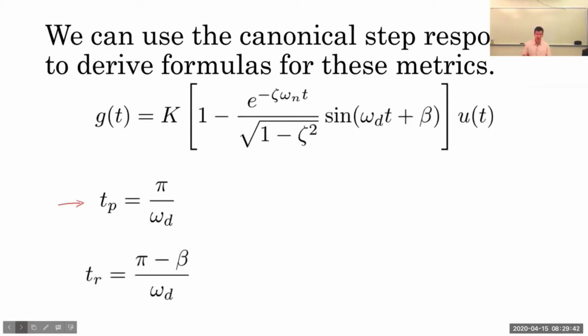Likewise, you could go through a similar procedure. You wouldn't have to differentiate, but you would take g of t, set that equal to k, and solve for the first t that makes that true. That would give you the rise time. And if you did that procedure, you would get an expression that looks like pi minus beta over omega d. So check the units on this. In the numerator of both of these is a radian quantity, and the denominator is a radian per second quantity. So we end up with units of seconds.